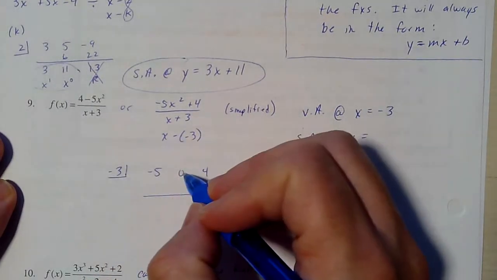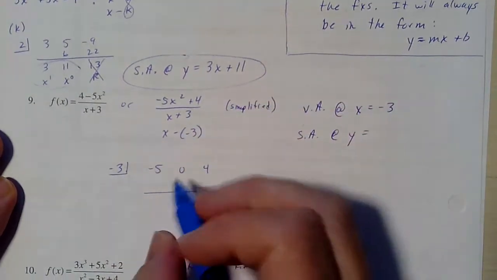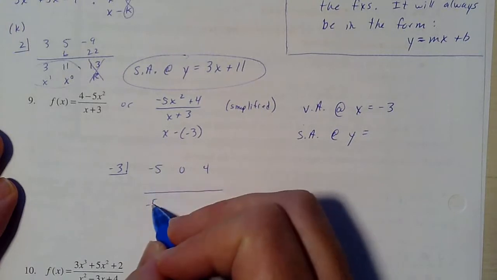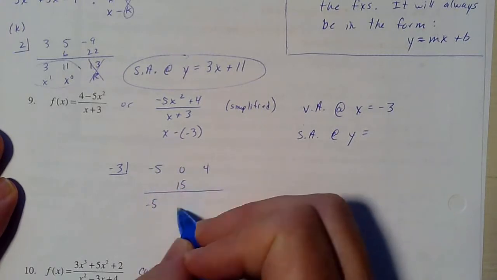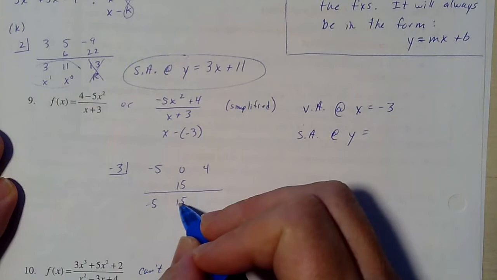All right, don't forget the 0. We have the 0x term. You've got to have that in there. Add, multiply, add, multiply.